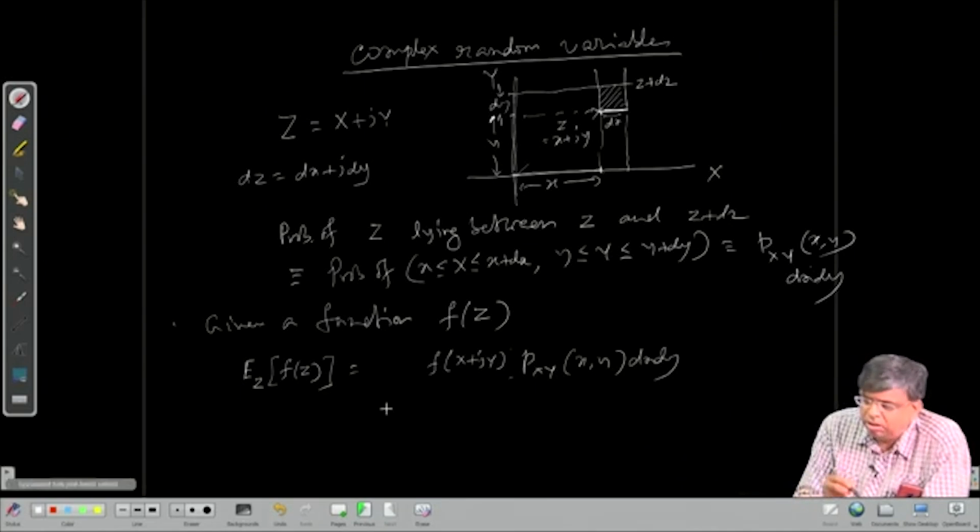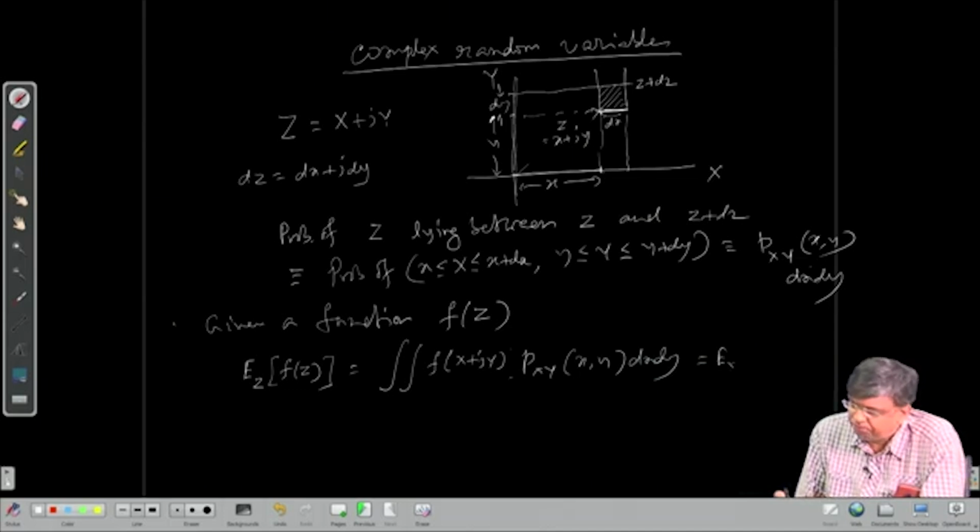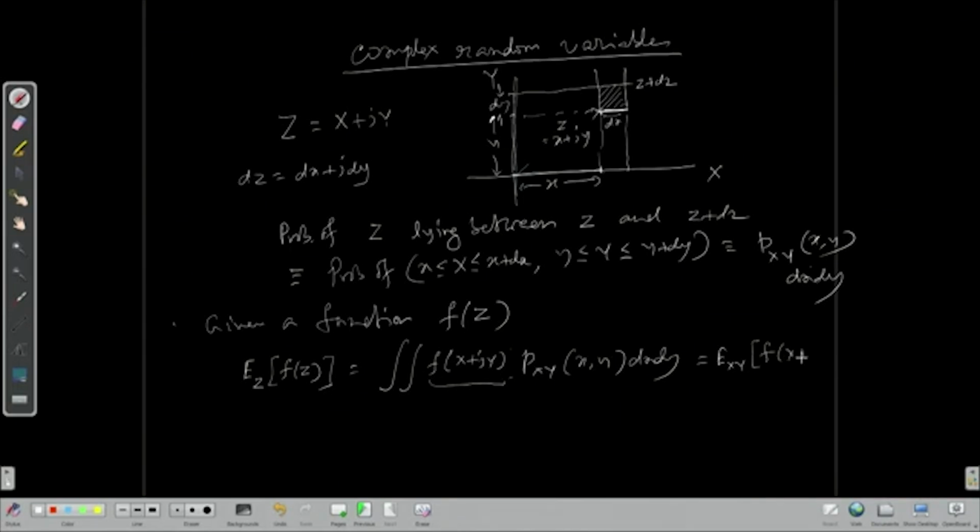And then average. Multiply everywhere and take the average. Then, as we have done many times in the past, it is a weighted average, so this has to be divided by the summation of the weights. The weights are this part, but their integral is 1, the probability of certainty is 1. So we get this, which is nothing but E_XY of this function F, now written in terms of x y, x plus jy.